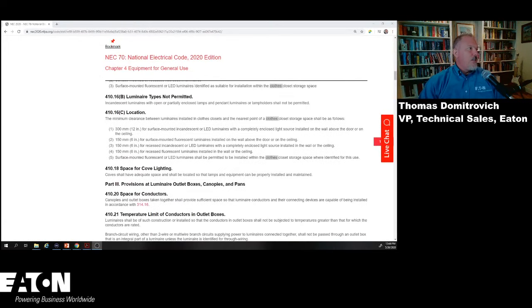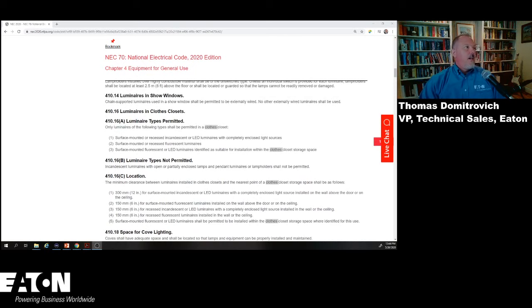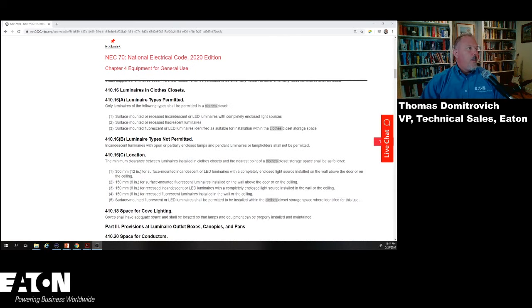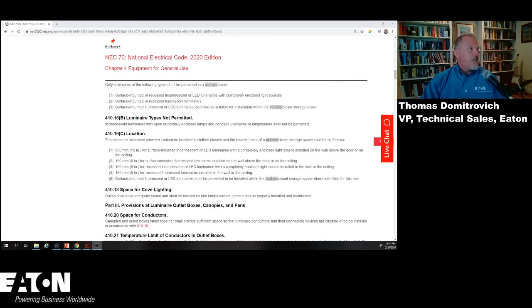And if we go back down to 410.16, luminaires in closed closets, it tells you where to place these. Types not permitted: incandescent luminaires with open or partially enclosed lamps and pendant luminaires or lamp holders shall not be permitted. And it talks about the location, the minimum clearance between luminaires installed in closed closets and the nearest point of a closed closet storage space shall be as follows. So they really crossed their T's and dotted their I's with using the word closet throughout 410, it looks like.